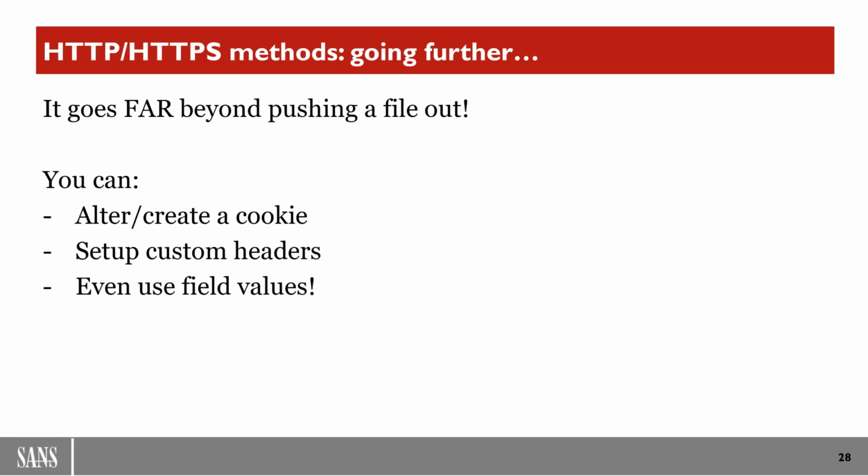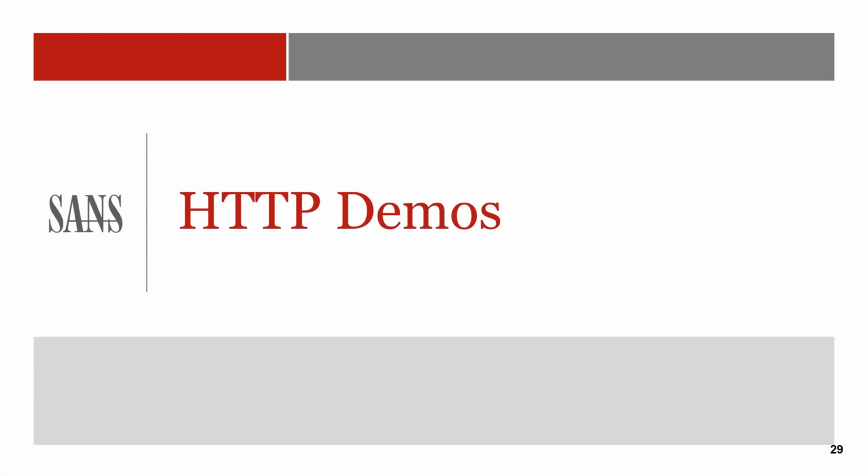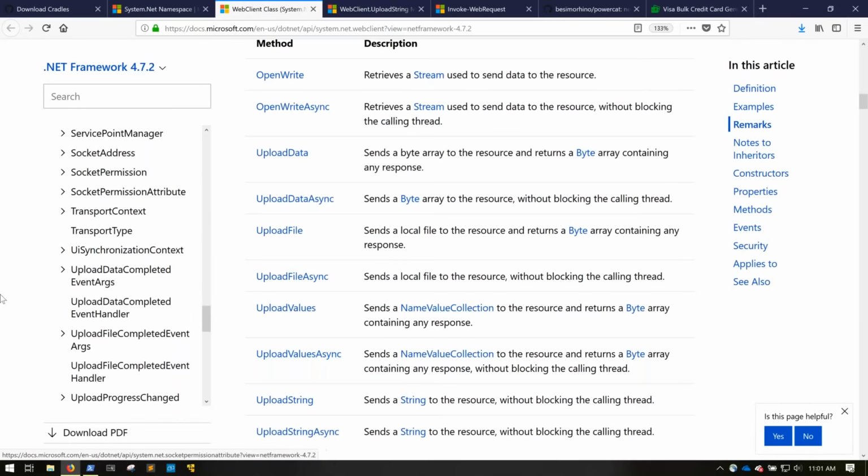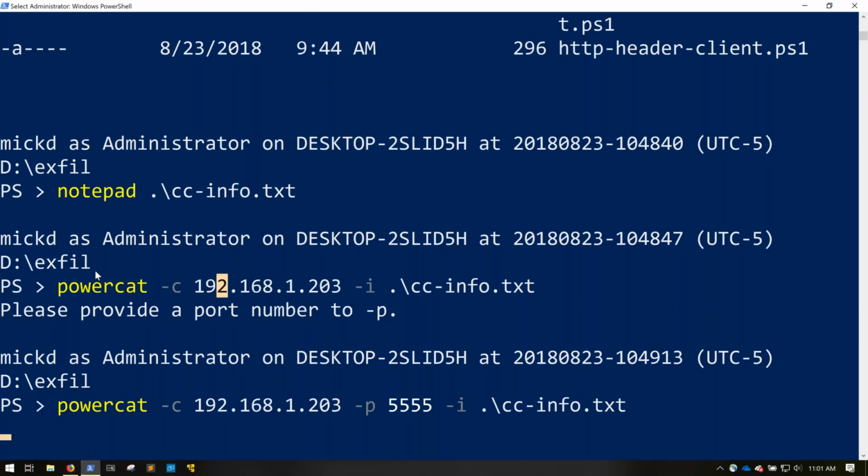You can alter or create cookies so that you're actually exfiltrating data via the cookies that are sent, or you can set up custom headers or anything. Remember, any traffic that's going out to a quote unquote web server that we control as the attacker allows us to receive that telemetry. So let's start doing some demos here.